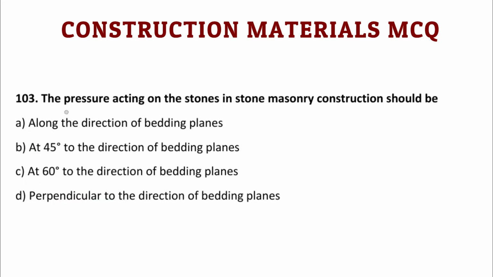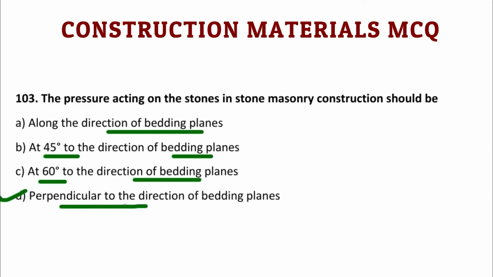So next question, the pressure acting on the stones in stone masonry construction should be option A along the direction of bedding plane, option B 45-degree direction of the bedding plane, option C at 60-degree direction of the bedding plane, option D perpendicular to the direction of the bedding plane. So the correct answer is option D perpendicular to the direction of bedding plane.